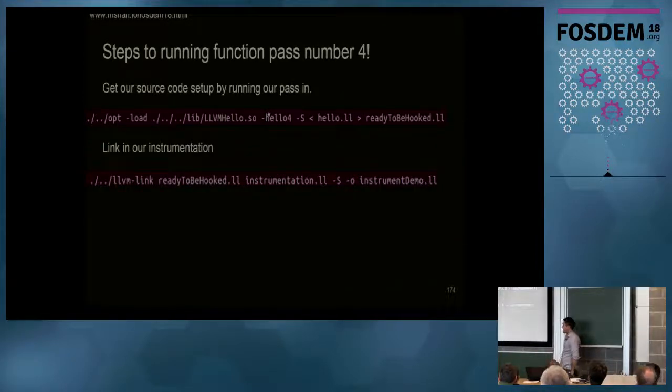Okay. So I've written this code. I've compiled and made it, and it works. So the next step is to run our pass. I'm going to run it on our hello world program, or hello, and I'm going to call it ready to be hooked. That's the LL file I'm going to emit.